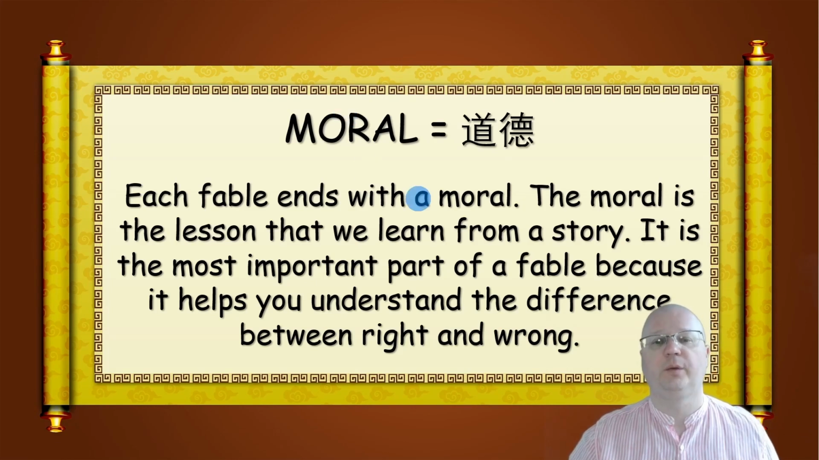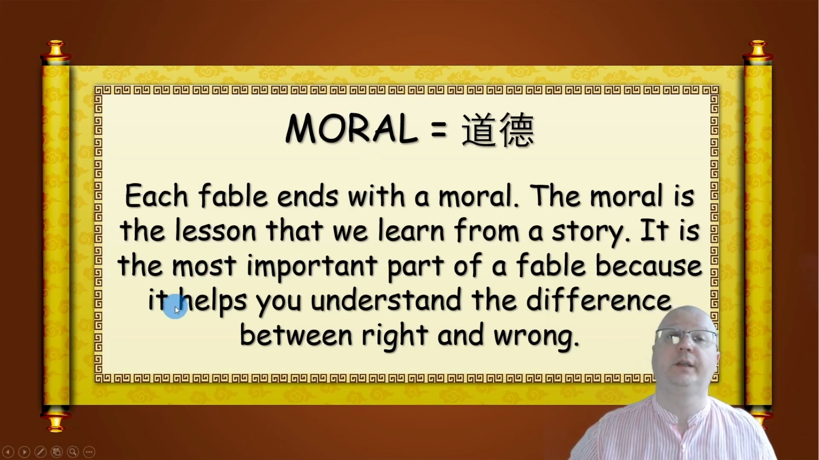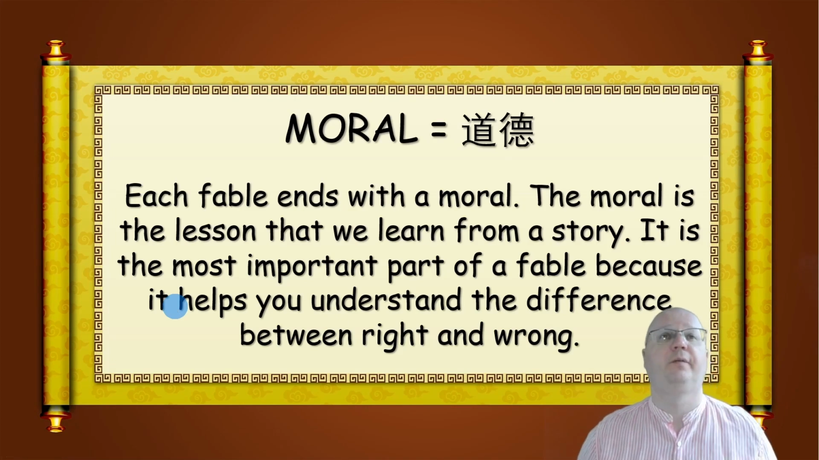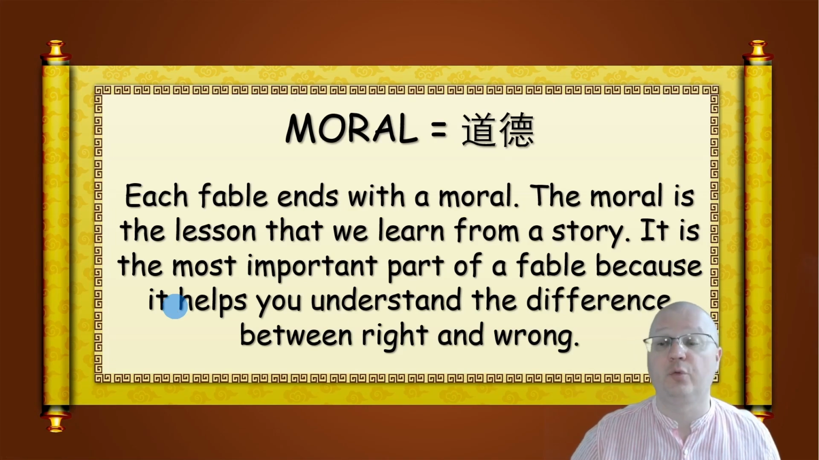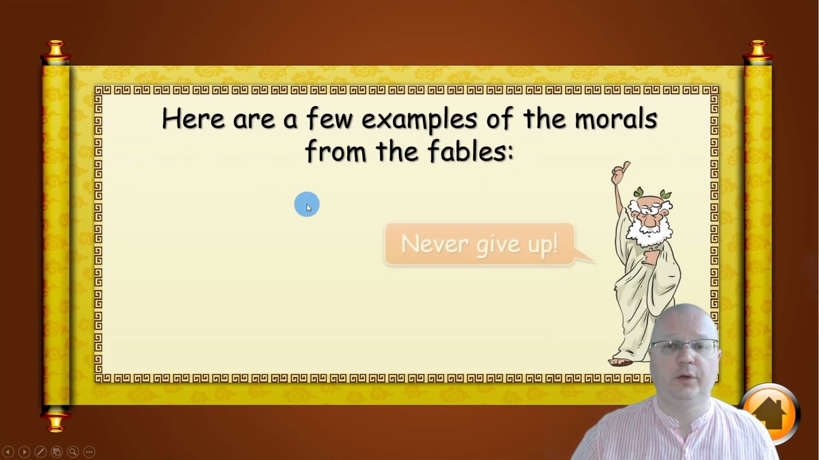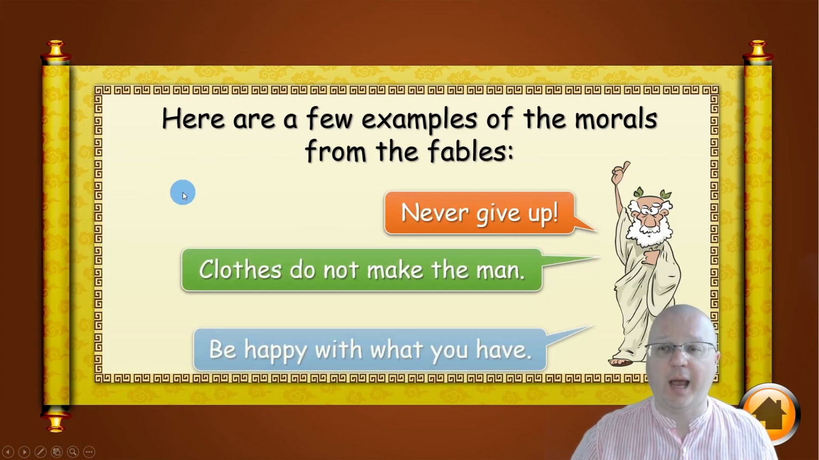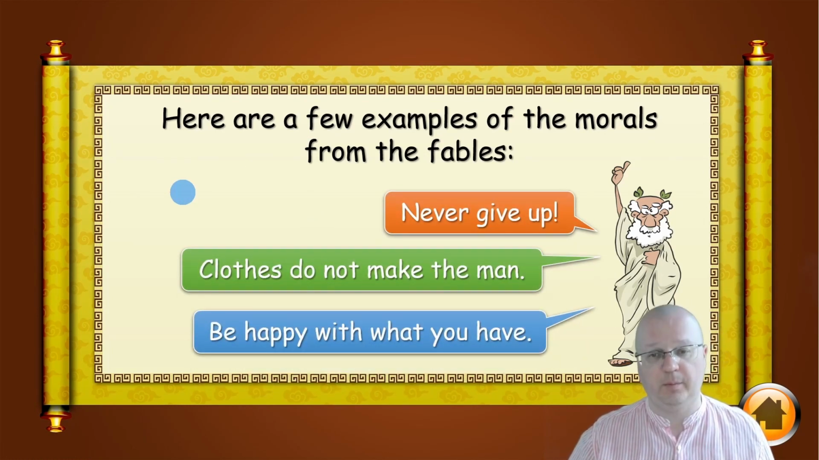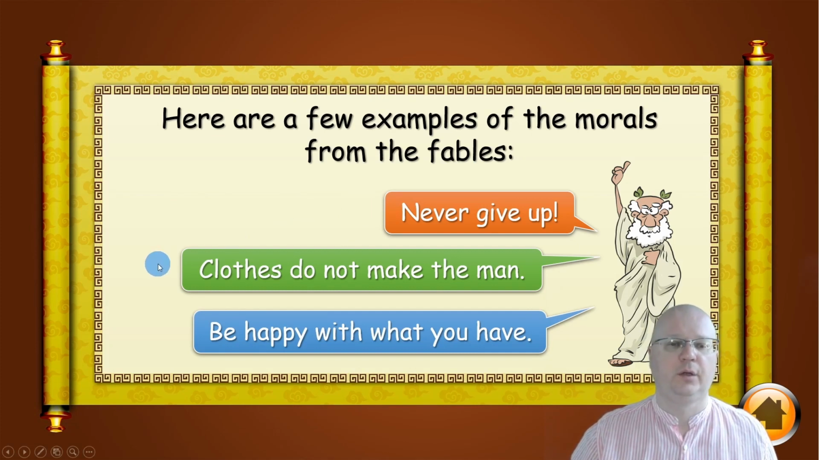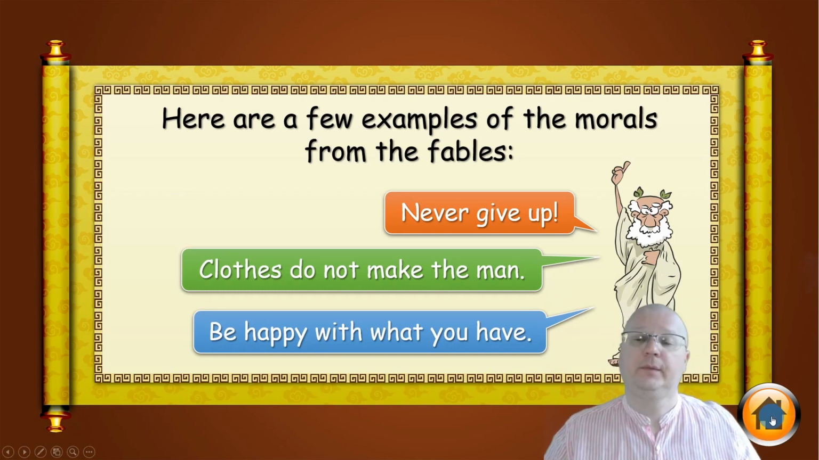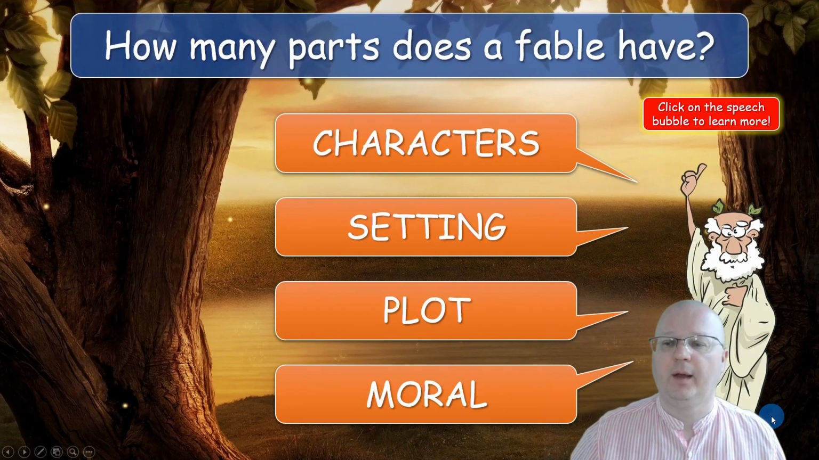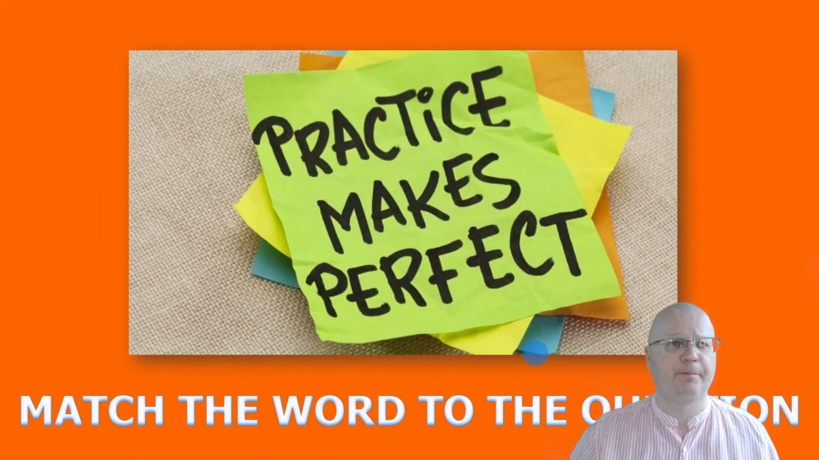The moral is the most important part of a fable because it helps you understand the difference between right and wrong. And here you can show your students some examples of the morals from the fables. Never give up. Clothes do not make the man, and be happy with what you have. You see the home button? So let's go back. All right, so here we have covered the 4 elements of a fable.